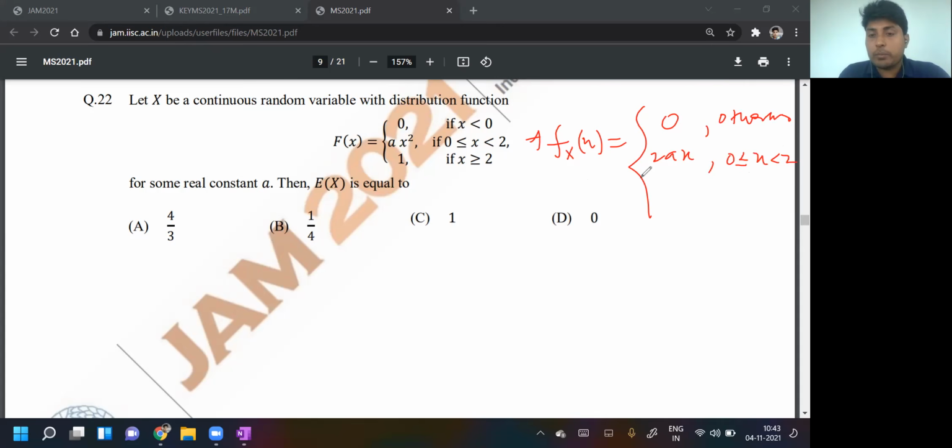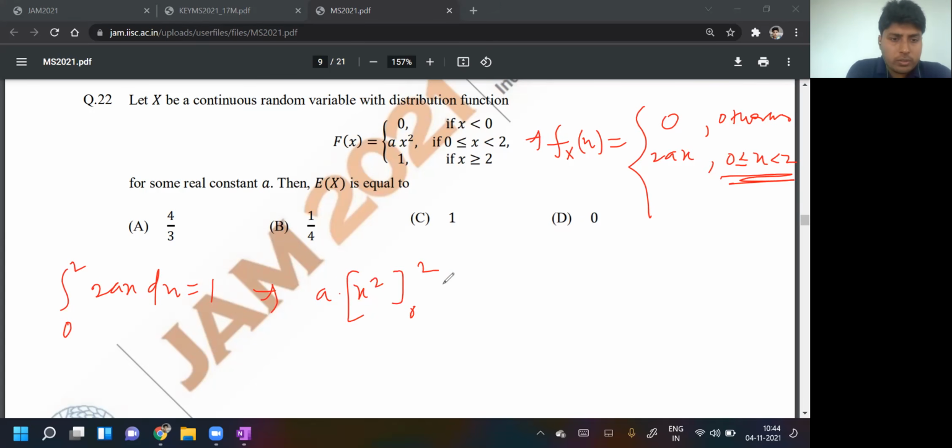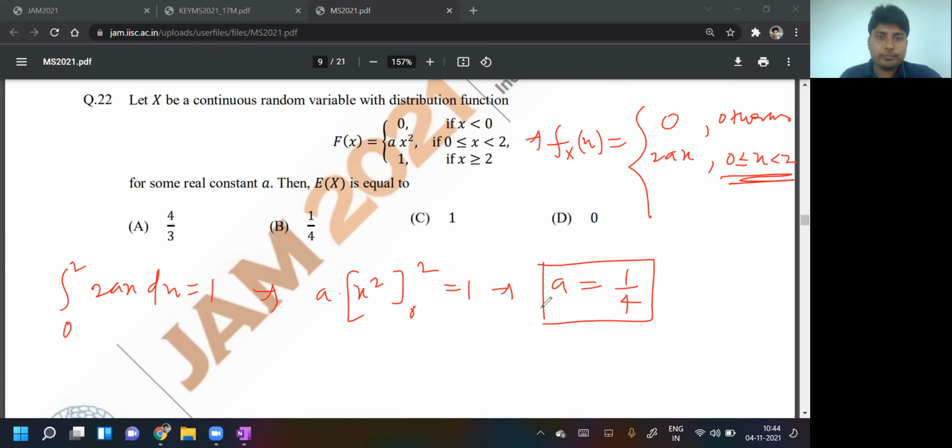So A we can find because we know the property of PDF. If you integrate 2Ax over the limit 0 to 2, it must give us 1. So what we'll do, A as it is, 2 times integration of x square, and here it is 0 to 2. This is 1. So we get 4A is 1, so it's 1 by 4. A is 1 by 4 now.